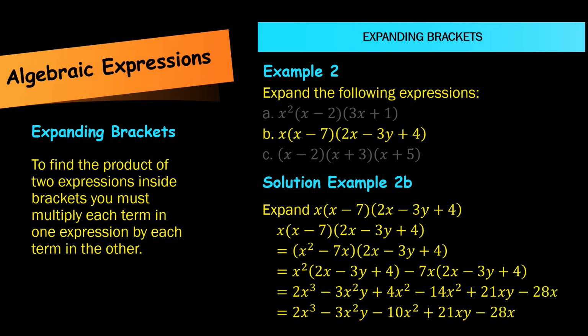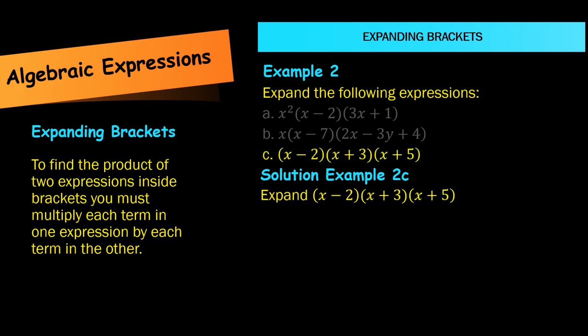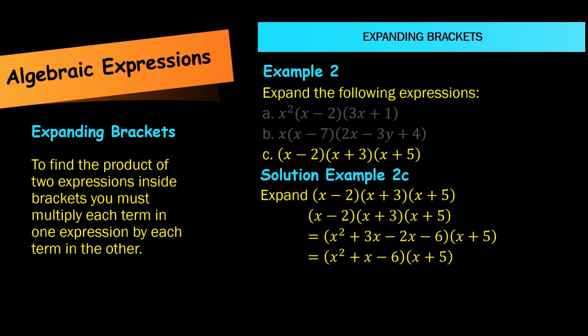Now let's expand the expression in example 2c. Again, expand the first two pairs of brackets first as shown. X times x, x times 3, minus 2 times x, and minus 2 times 3. Then tidy up. Here 3x minus 2x equals x, and the other two terms remain as they are.